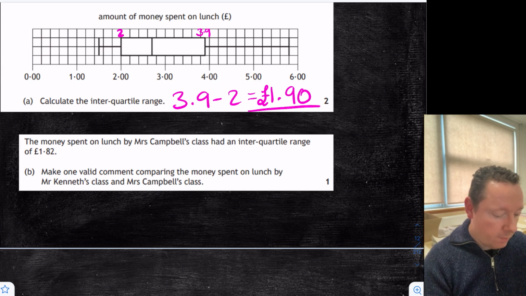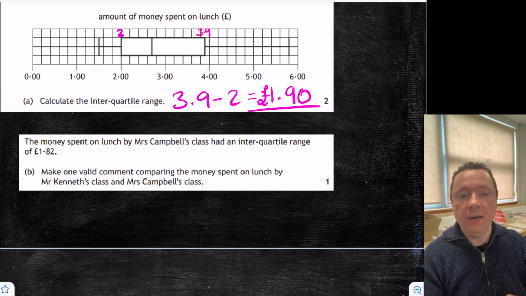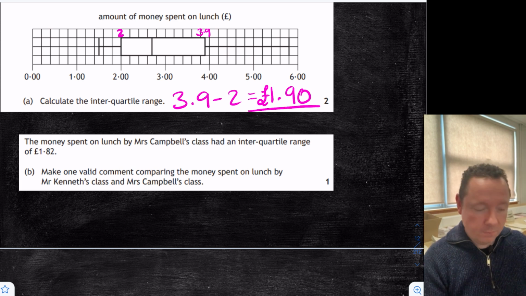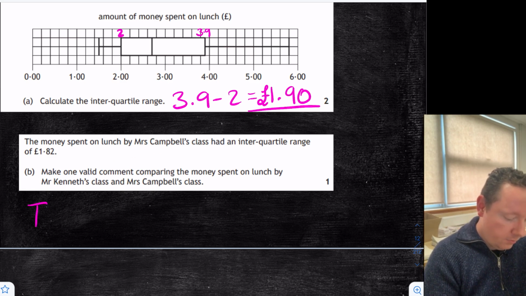The money spent on lunch by Mrs. Campbell's class had an interquartile range of £1.82. Make one valid comment comparing the money spent on lunch by Mr. Kenneth's and Mrs. Campbell's class. So when you compare an interquartile range, you're comparing how spread out or how variable things are. So we look at the numbers. This one's higher than that one. So we can say that the money spent on lunch by Mr. Kenneth's class is more varied than Mrs. Campbell's class.